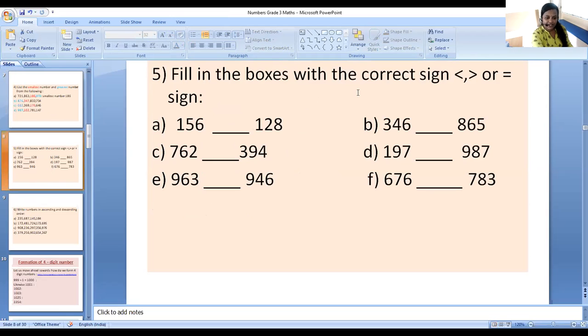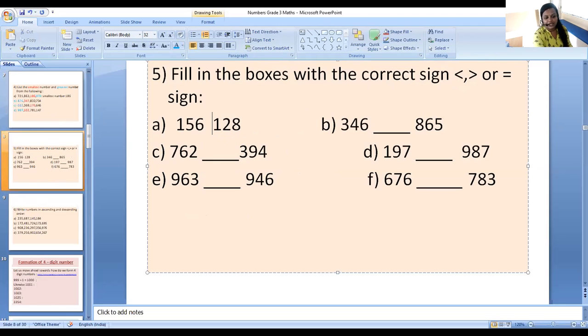The next part we have is comparing using the signs less than, greater than, or equal. This is most familiar to all of them. That is 156 and 128. We need to compare them according to greater and smaller number. You could see the hundreds place is similar. We could not compare based on this. You need to look at the tens digit, that is 5 and 2. So you say 5 is greater. So you would be putting the symbol as 156 is greater than 128.